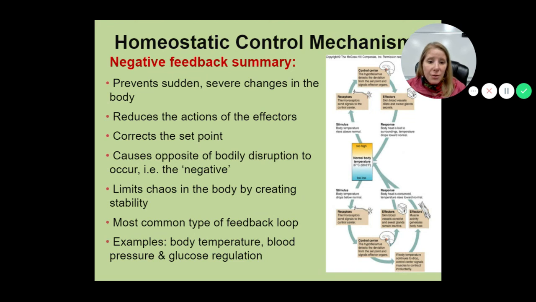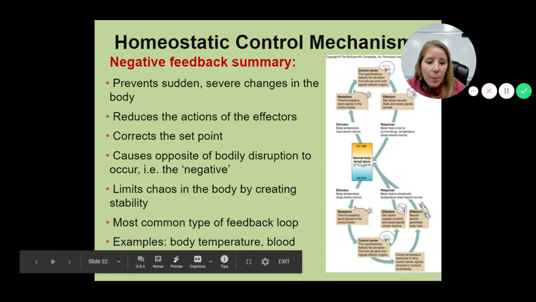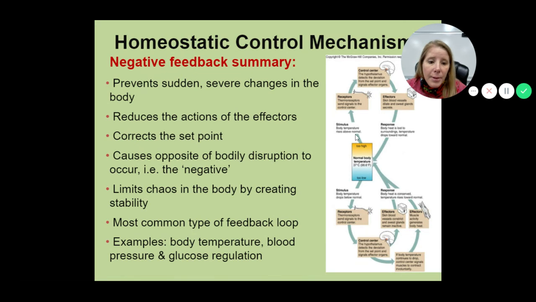So in this picture, you can see you have a normal body temperature, about 98.6. Say that you got a little bit hot, overheated, running or something. The skin will say, oh, we got hot. The brain will say, oh, that's too hot. The effector will say, okay, start sweating.